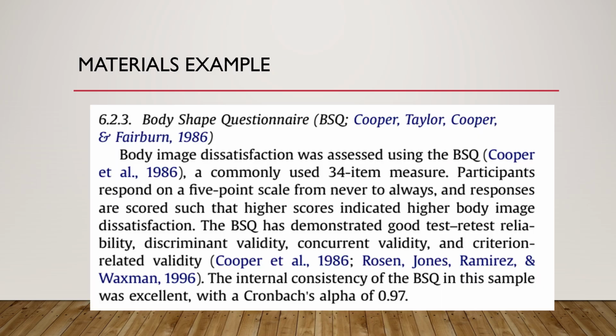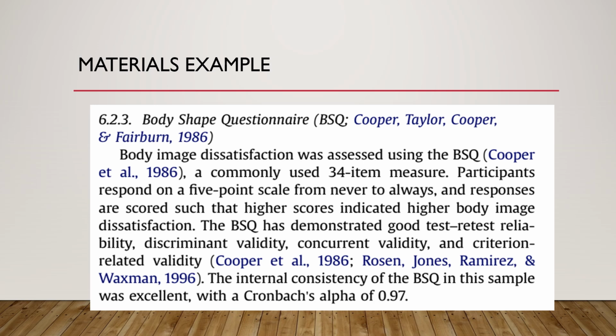As an example of the materials section, here is the Body Shape Questionnaire, or the BSQ. You can immediately see here is an in-text citation of where the BSQ came from: Cooper, Taylor, Cooper, and Fairburn in 1986. It is a commonly used 34-item measure that assesses body image dissatisfaction. So that's clearly describing what it is and how many items are there.